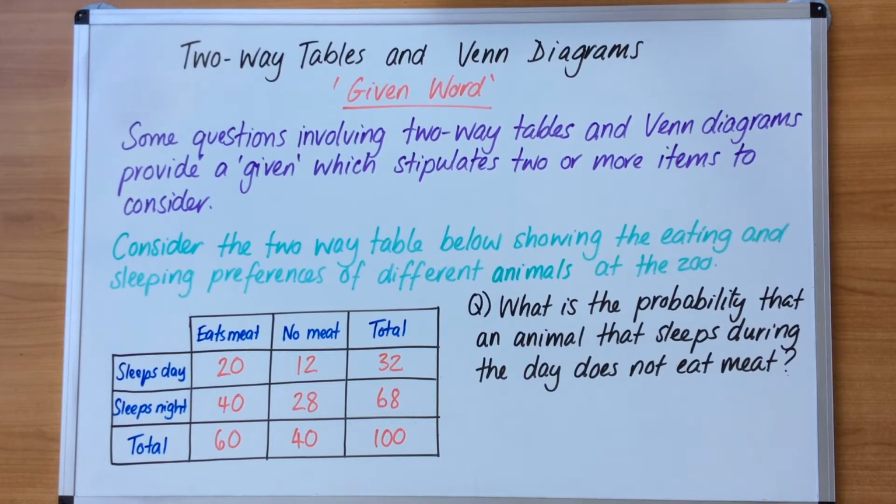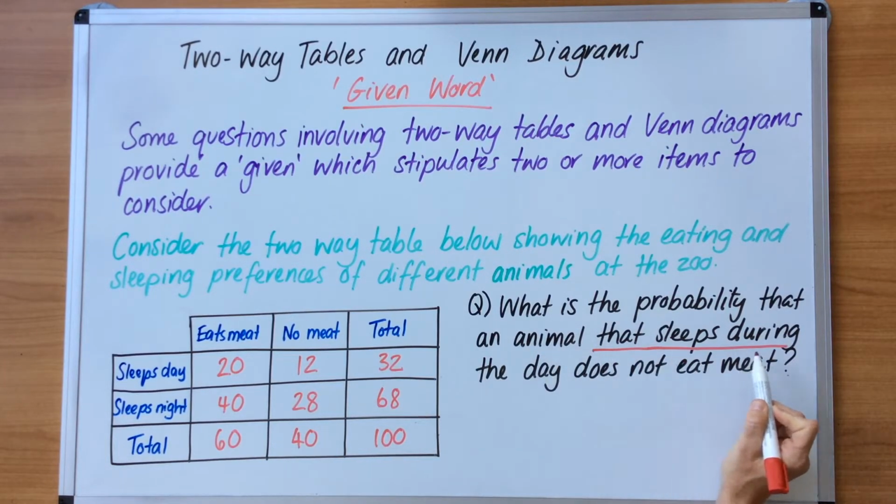We have another question here, and even though it's a given question, it actually doesn't say the word given. So you have to look at the clues to figure that out. So it says here, what is the probability that an animal that sleeps during the day does not eat meat? When it says that an animal that sleeps during the day, this is the given section here. So as soon as it states something about the animal and then states a second thing, the first statement is the given.